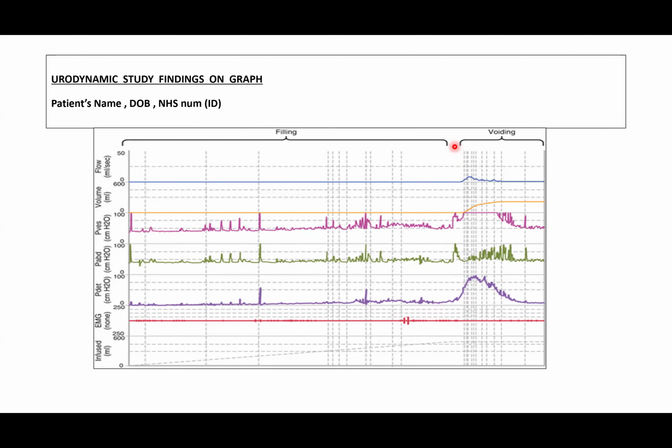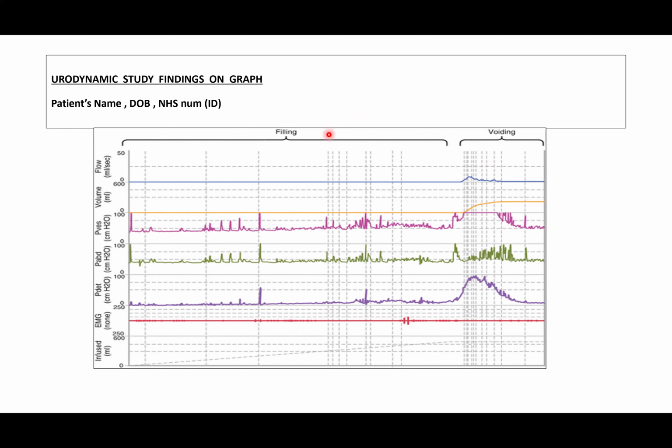That is the normal urodynamics, because we have to see the filling phase. There shouldn't be any detrusor overactivity, no detrusor contraction, and no increase in abdominal pressure. In the filling phase, the rise in detrusor pressure can be only up to 15 centimeters of water, not more than that. Perfect. Yes, a perfect normal graph.